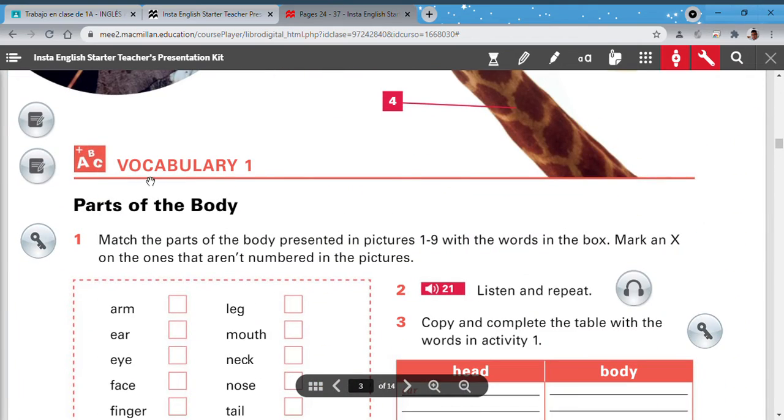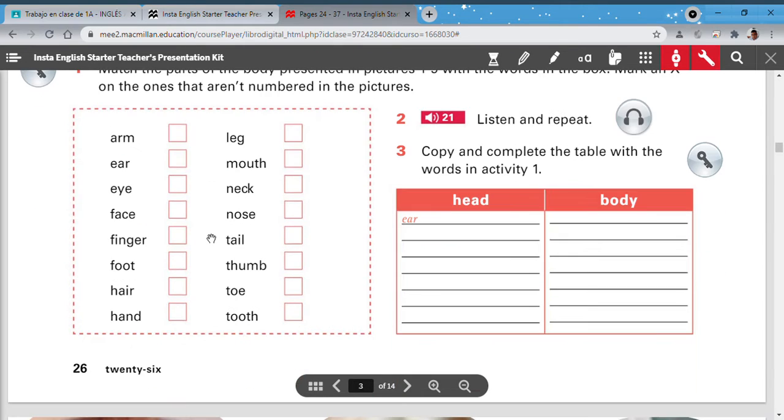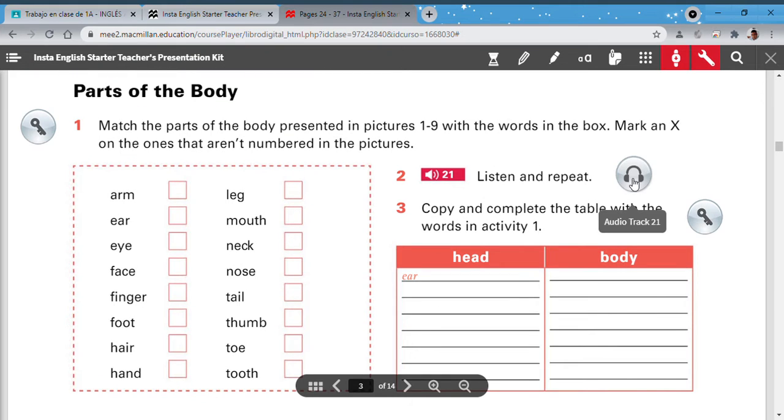Our topic for this vocabulary number one, part of the body. Okay, we're going to check part of the body. Match the part of the body presented in picture 1 to 9 with the words in the box, mark an X on the ones that are numbered in the pictures. But first, we're going to practice. Okay? First, we're going to practice. Listen and repeat in your house.